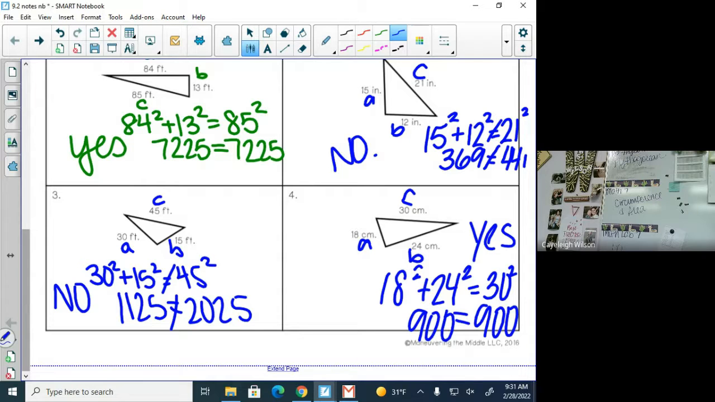So I'm saying yes or no to whether they're making a right triangle or not. So 1 and 4 do make a right triangle. So if I wanted to, I could put little right triangles in here, but I could not on 2 and 3 because they don't make a right triangle. All right, we're flipping the paper over.